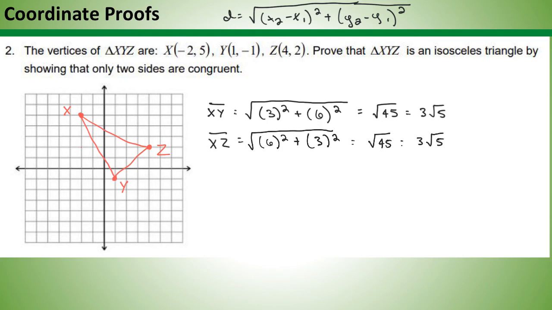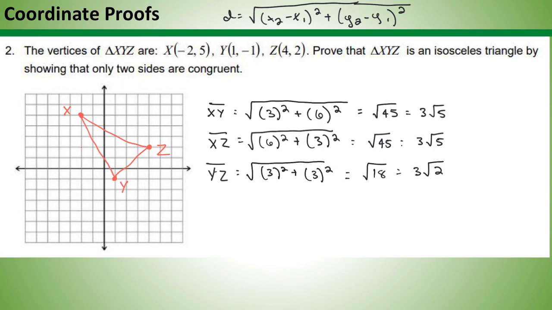The last one, we're going to find the length of YZ. Going from Y to Z, my x again is 1, 2, 3, and my y is 1, 2, 3. So I have the square root of 3 squared plus 3 squared. That's going to be root 18, and that will actually simplify down to 3 square root of 2.